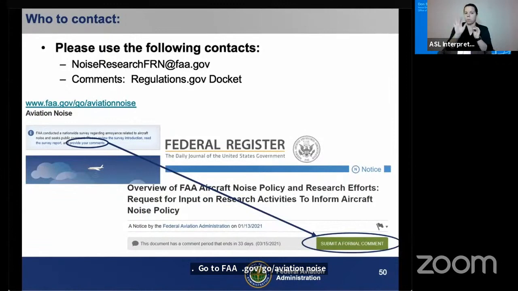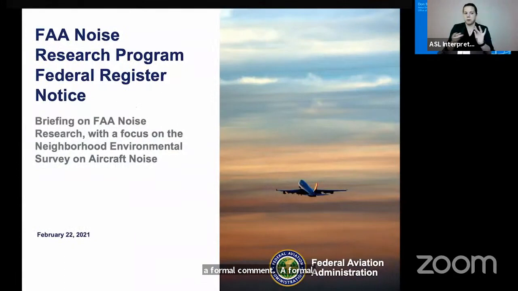That will take you to the Federal Register notice, where you can find a green box allowing you to submit a formal comment. When you click the green box, a form will be shown that you can use to submit your comments. We will now open the question and answer part of our webinar.